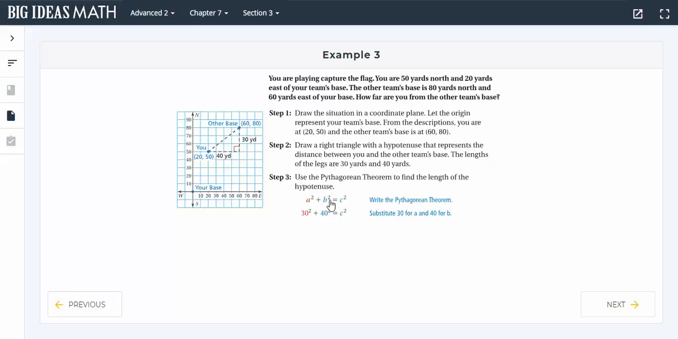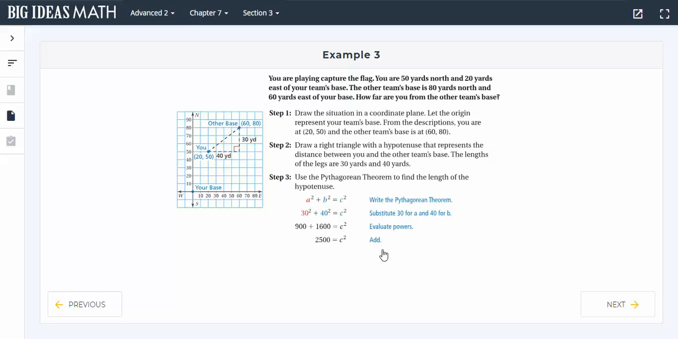And then you evaluate the powers. So you do 30 squared plus 40 squared. We won't combine them right away, we'll just do it in this two-step process. So 30 squared is 900 and 40 squared is 1600, and that still equals c squared. Don't forget that. And then you add these two: 900 plus 1600 is 2500, and that equals c squared still.